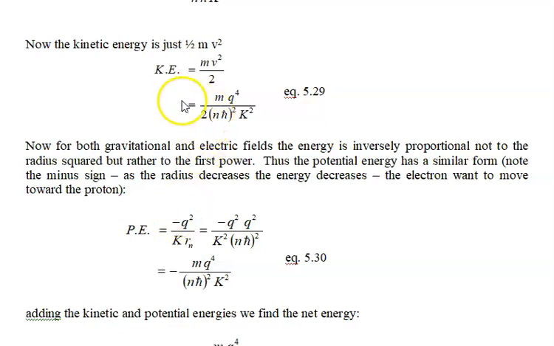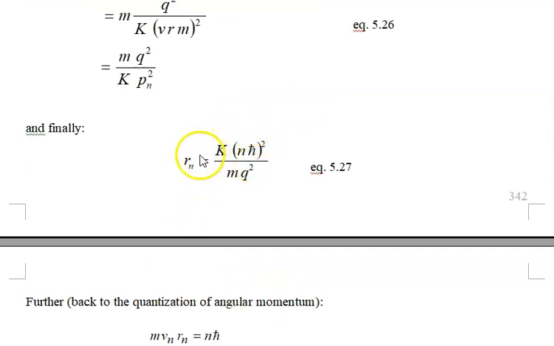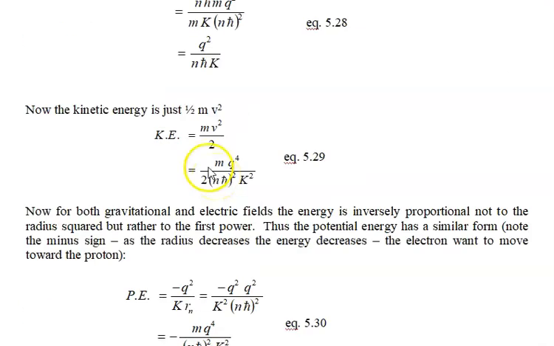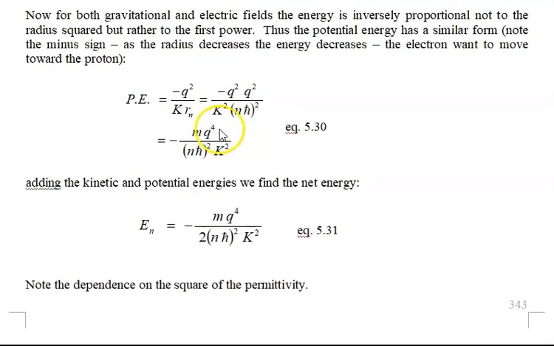So we simply take now r sub n and substitute for r sub n, must be here somewhere, here it is, r sub n up here, and we find it's equal to the mass q squared over 2 n h bar squared k squared. So basically what we've done here is we have an expression now for, oh, here it is. Sorry about that. For r sub n, we substitute for r sub n, and we get equation 5.30.